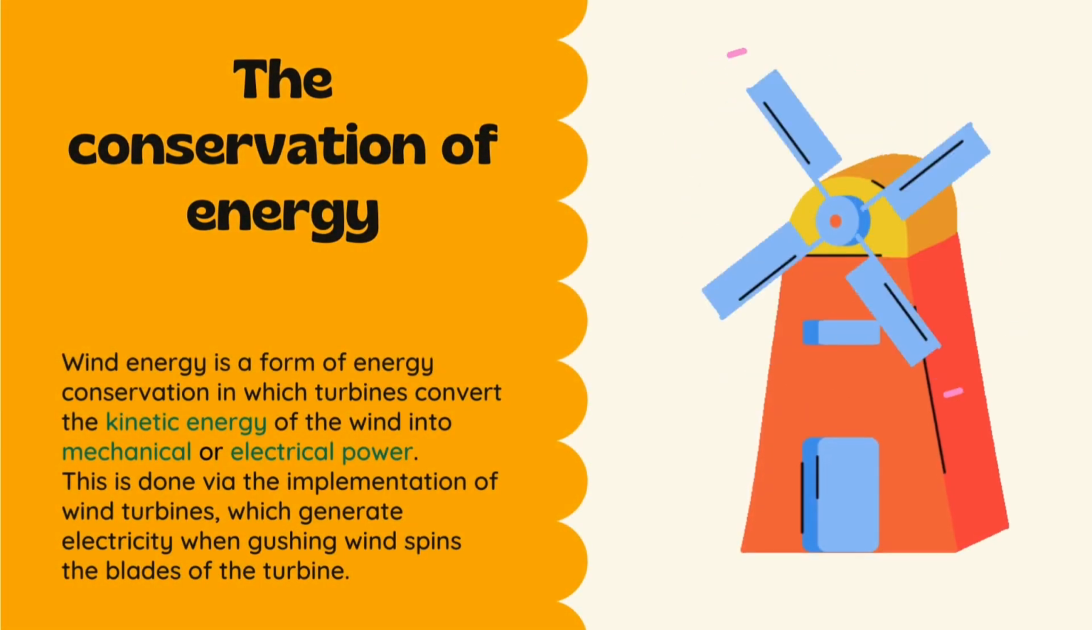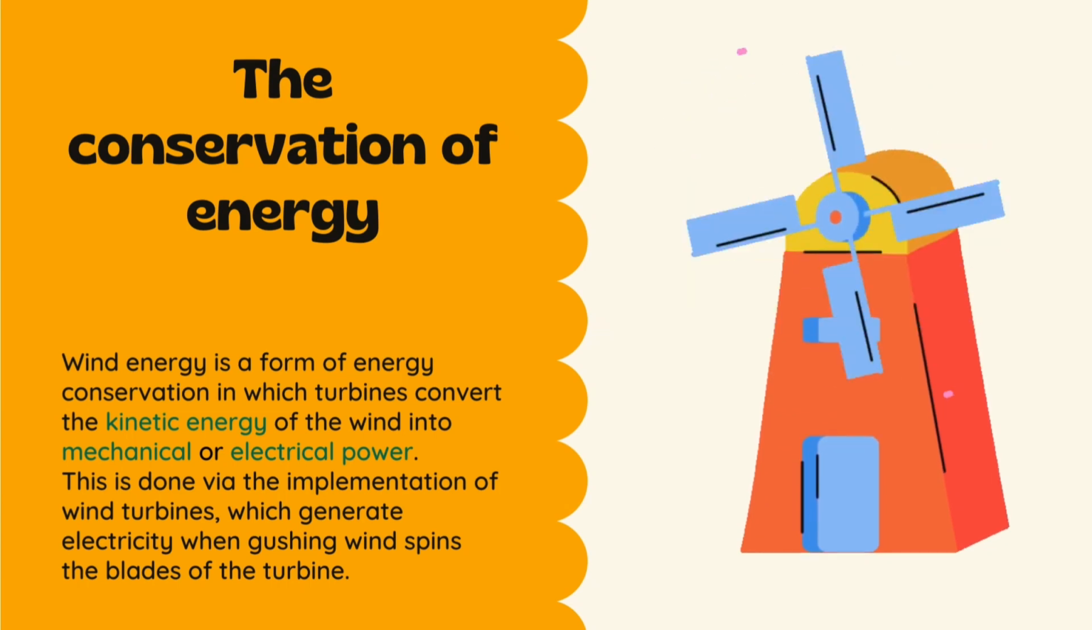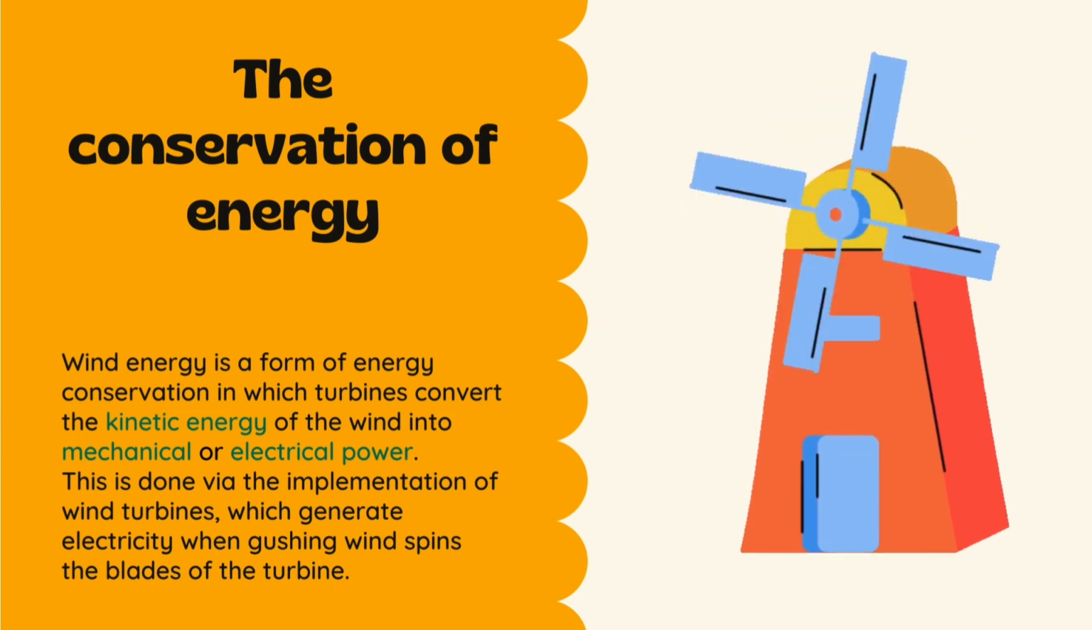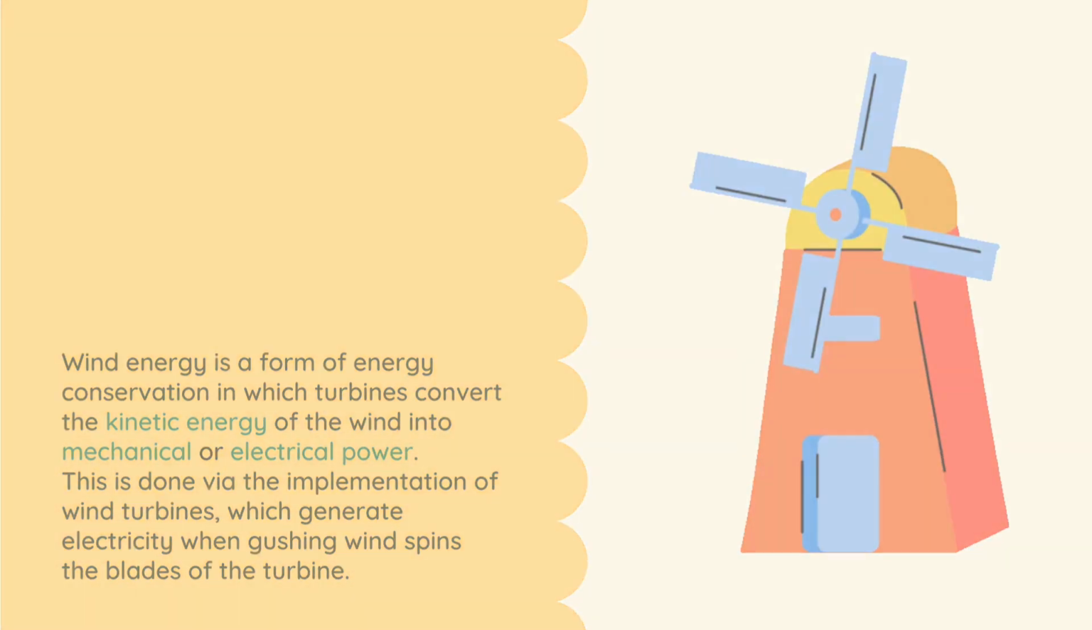Wind energy is the form of energy conversion in which turbines convert the kinetic energy of wind into mechanical or electrical energy that can be used for power. This is done via the implementation of wind turbines, which generate electricity when gushing wind spins the blade of the turbine.